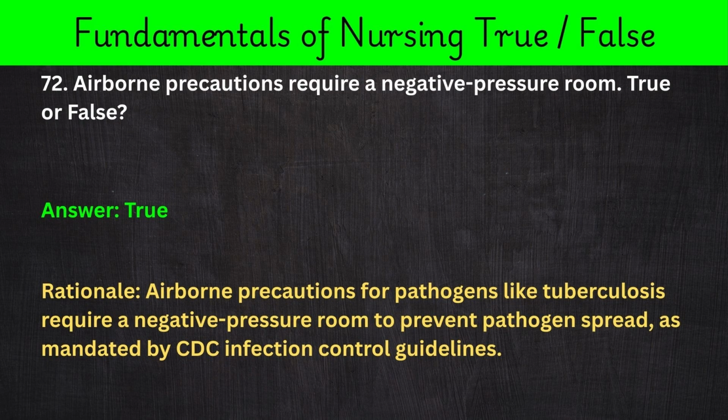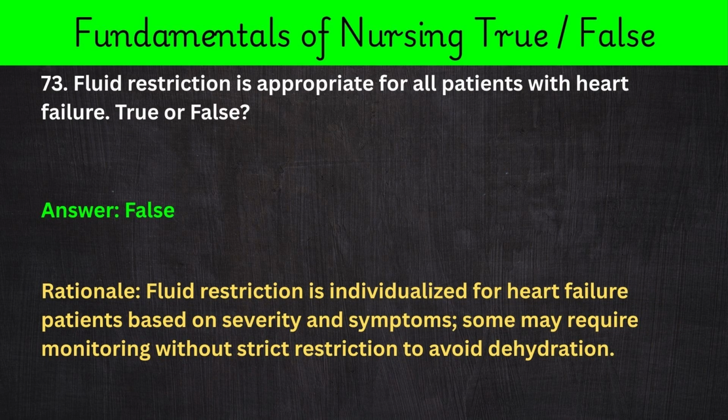72. Airborne precautions require a negative pressure room. True or false? Answer. True. Rationale. Airborne precautions for pathogens like tuberculosis require a negative pressure room to prevent pathogen spread, as mandated by CDC infection control guidelines.